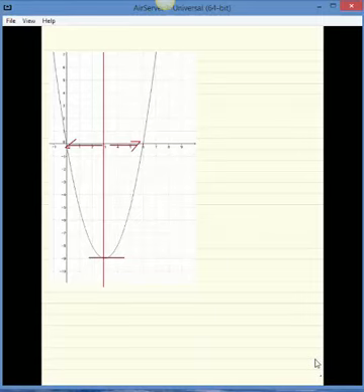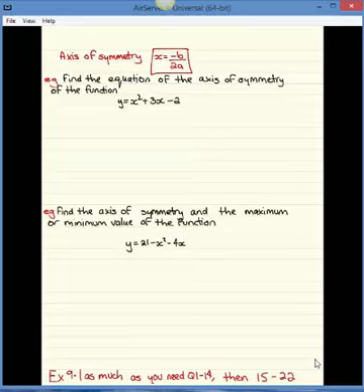There's a formula for the axis of symmetry, and it is minus b all over 2a. If you have something that you can't factorize easily, I mean, if you can factorize it and graph it, then the axis of symmetry is in the middle, and that's no worries. But if you can't, this is how we find the axis of symmetry.